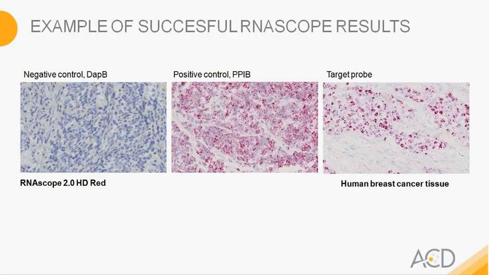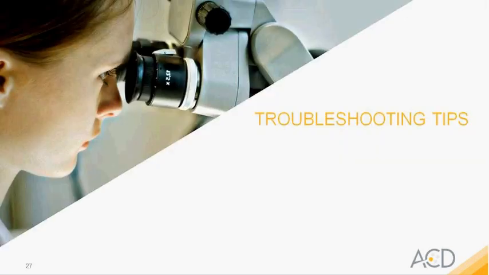This is an example of a successful RNAscope result. And what I'd like for you to do is use this as a benchmark for grading how our RNAscope performance is in your hands. This is an example of a 2.0 red assay. However, you can use this criteria for all our assays. You should find that the negative control is clean, the positive control should have robust staining, and the target probe should be specific. If you see this result, you should proceed to the next sample or continue with your assay as you prefer in your laboratory.